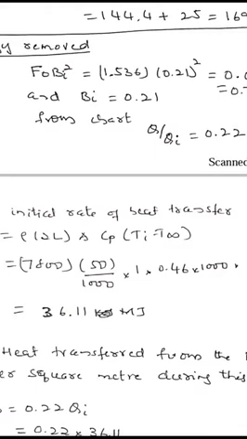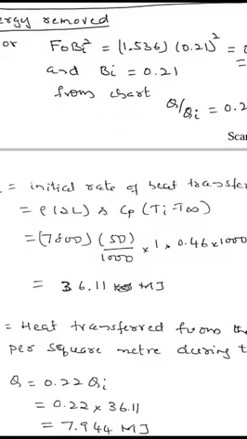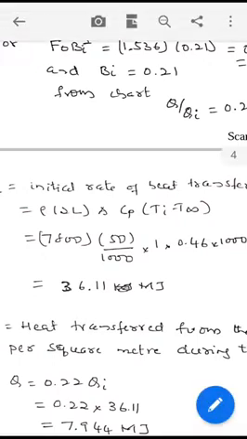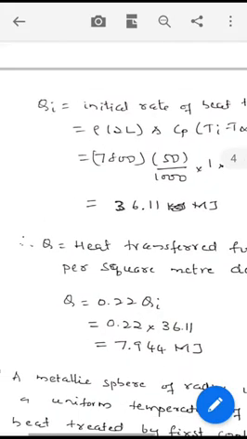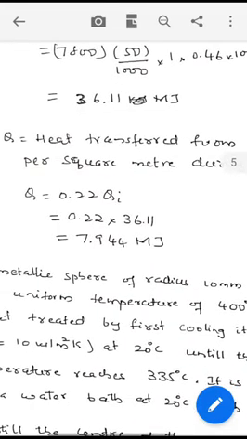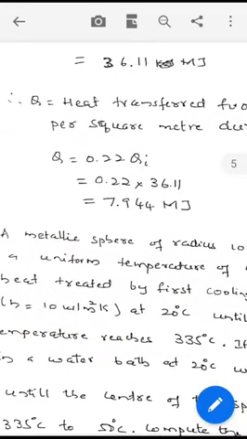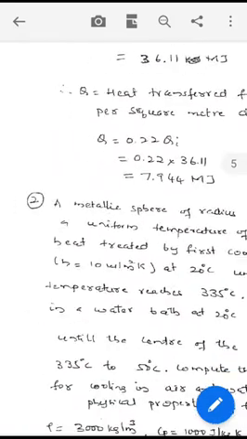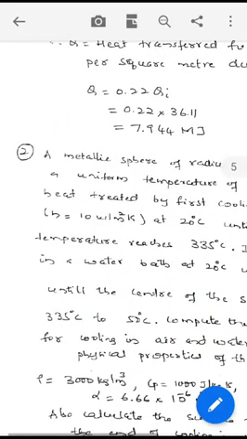What is Q by Qi? Qi is the initial rate of heat transfer, the instantaneous heat transfer at time t equal to 0. It gives rho into volume, where volume is 2L into A, into Cp into Ti minus T infinity. This is the Qi. Then you will find out the heat transferred from the plate per square meter during 1 minute as 7.944 megajoules. Now I'll go to the second problem.